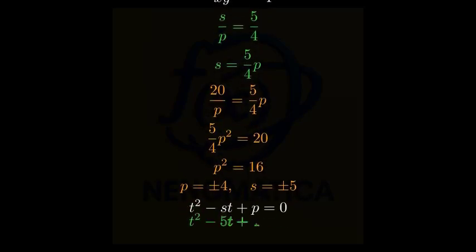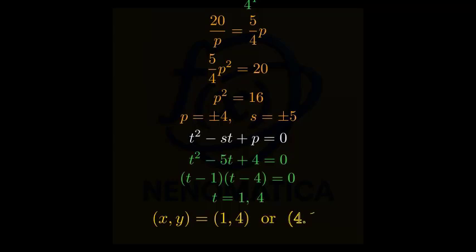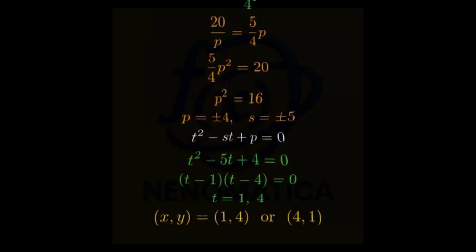Finally, recover x and y using the familiar quadratic whose roots are x and y. t squared minus s t plus p equals 0. For s equals 5 and p equals 4, the quadratic is t squared minus 5t plus 4 equals 0, which factors as t minus 1 times t minus 4 equals 0, giving t equals 1 and t equals 4. Therefore, the ordered pairs are (1, 4) and (4, 1), which solve the system.